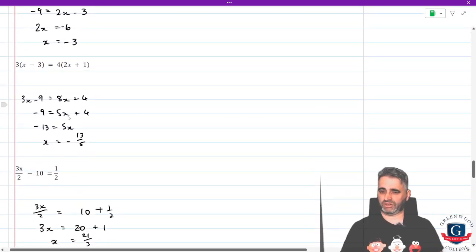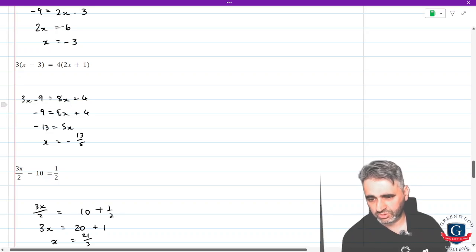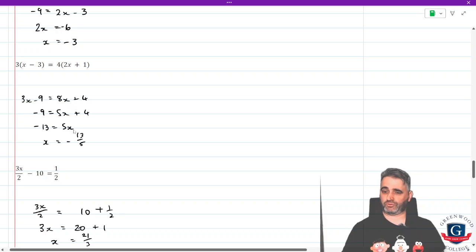Here's a case where rather than dividing out the multiplication, we're just going to multiply out the brackets first. So you end up with 3x - 9 = 8x + 4. And then subtract 3x from both sides. Subtract 4 from both sides, divide by 5.